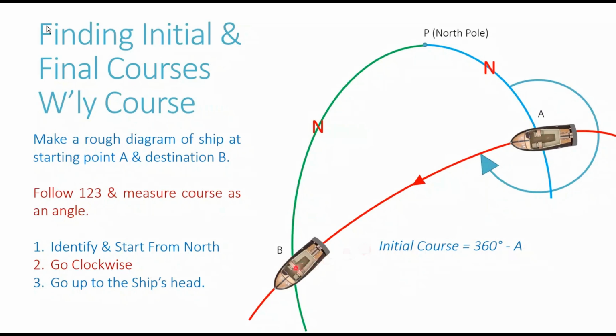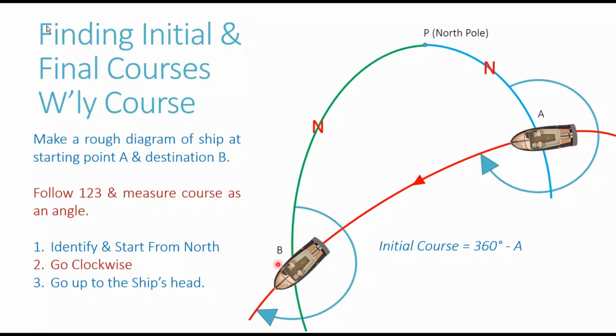Let's come to the destination position now. We have identified the northerly direction. Let's go clockwise from the northerly direction and go up to the ship's head. So this light blue arc and arrow gives us the final course of the ship.